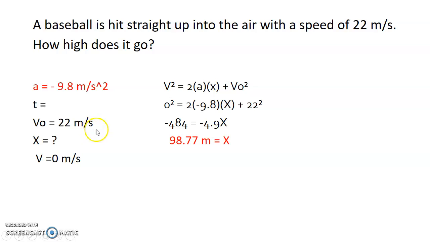So that tells me I'm going to pick this equation, v squared equals 2ax plus v0 squared. Plug in my numbers. I get 98.77 meters. That's my x.